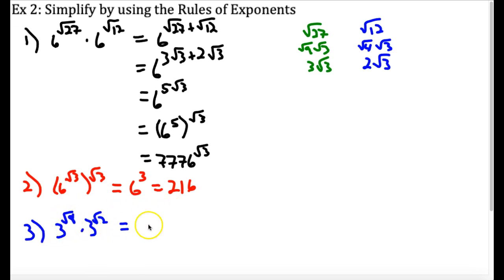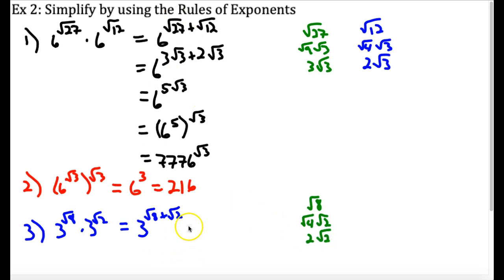All right, so here we can add the exponents together. So this would become 3 to the square root of 8 plus the square root of 2. Now remember, to simplify something like this, we have to have the same thing on the inside of the radical. So I can come over here and try to simplify the square root of 8. Well, I can split that up into the square root of 4 and the square root of 2. So that would become 2 radical 2.